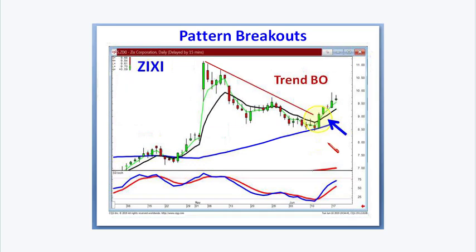Trend breakout. Where did it occur? Right smack dab off the 50. And a close above the T-line. What's that telling me? I can stay long until I see a sell signal and a close back below the T-line.